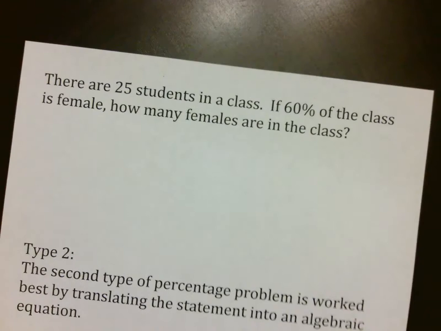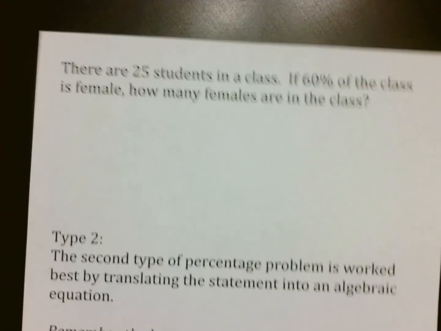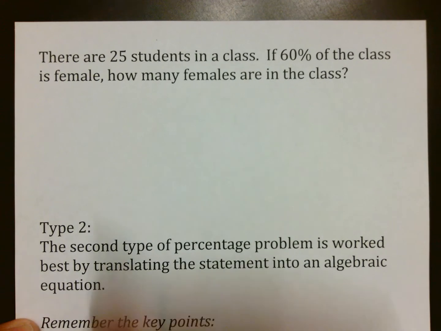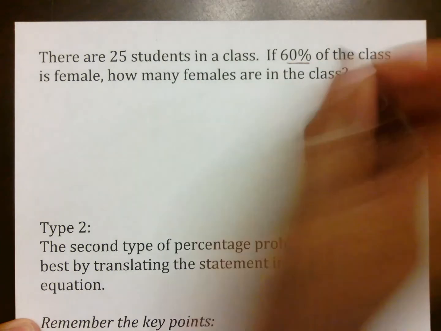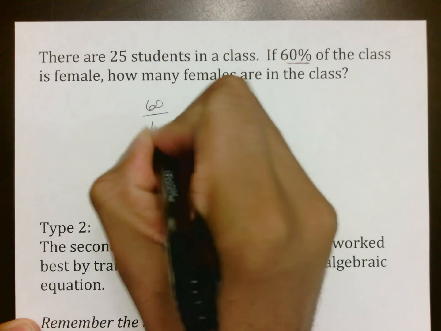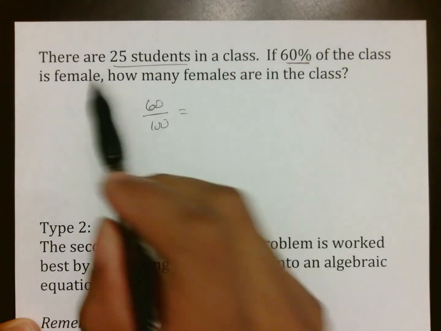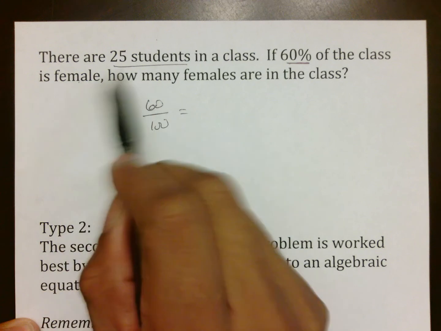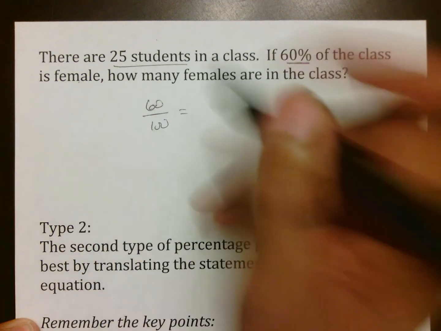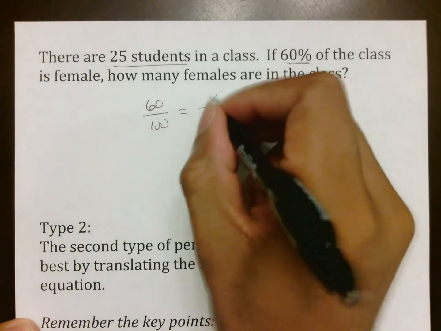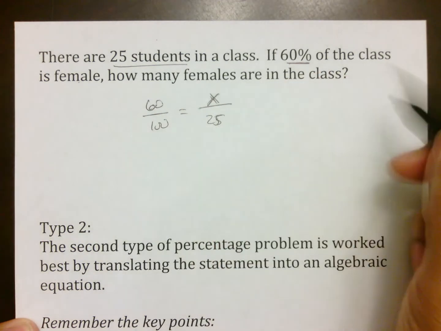Your second example, there are 25 students in a class. If 60% of the class is female, how many females are in the class? So again, you have your percentage here, 60%, which is 60 over 100. You have 25 students in a class, and you want the number of females. This would be a part of the class, and again, this is the whole class, which means your 25 in that case should go here, and you're looking for a portion of the class that is there.